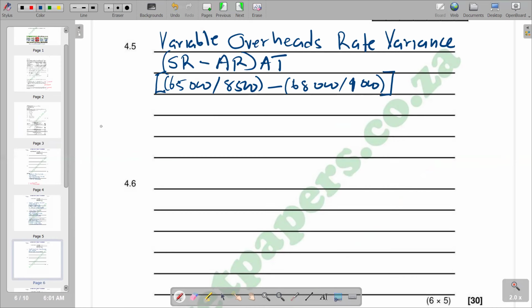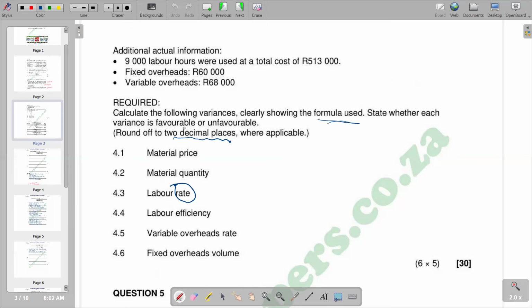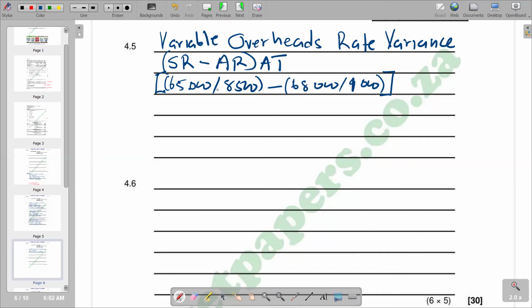Having done this, we can now simplify it further. 65,000 divided by 8,500 to two decimal places, as indicated in our question that we round off to two decimal places where applicable, becomes 7.65. And then subtract 68,000 divided by 9,000, two decimal places, becomes 7.56. And then we multiply by actual time, which is 9,000. The answer that we are going to get there becomes 810.